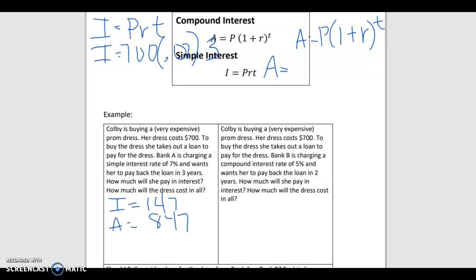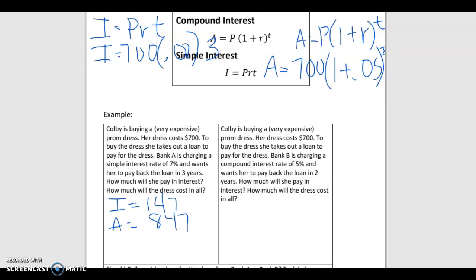My principal is the same. I'm still starting off with $700 that she has to borrow. But my rate's going to be a little bit different. My rate this time is 5%. Change it to a decimal, so 0.05. Sorry if you hear cars driving by. I'm sitting outside working. And to the T, and my T this time was 2, and that might cut off a little bit up there.